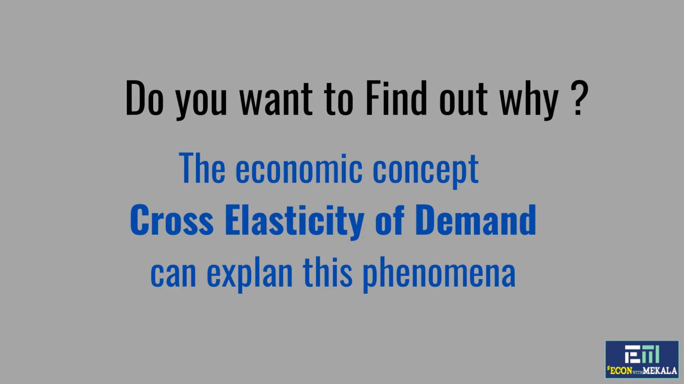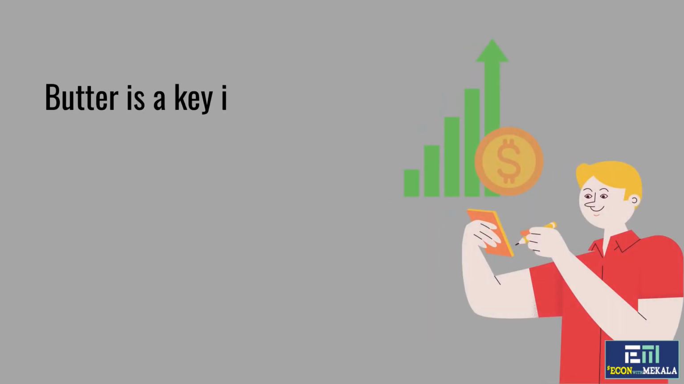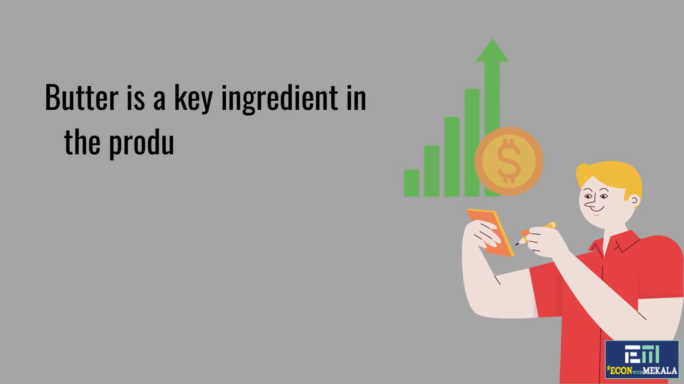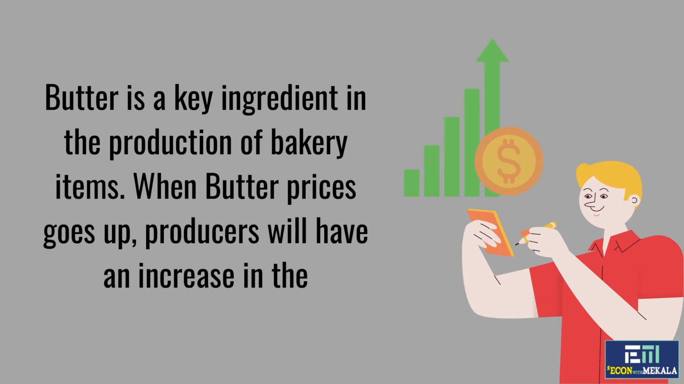Here we mostly consider substitute products and complementary products. Let's look at our original example. What happened in the world market? Butter prices went up. When butter prices went up, what do you think? If you are a bakery products manufacturer, one of your key ingredients' prices has gone up. So the easiest option for you is now to cover up your increased cost, increase the prices. But most of the producers do not think about increasing prices. Do you ever think why?